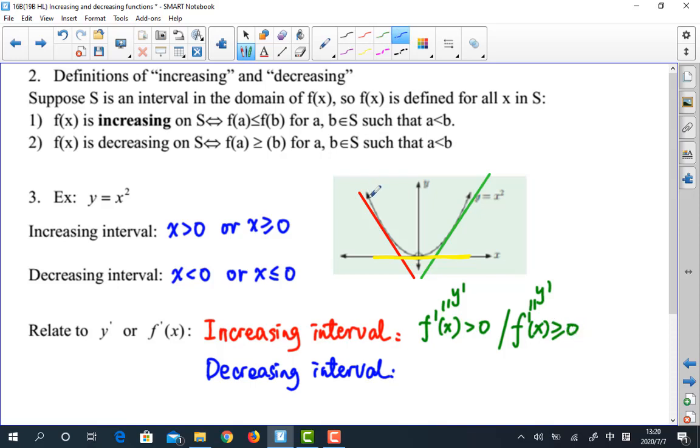Decreasing interval. This is the decreasing interval. If I draw a tangent to the curve at any point on this interval, look at the red one.